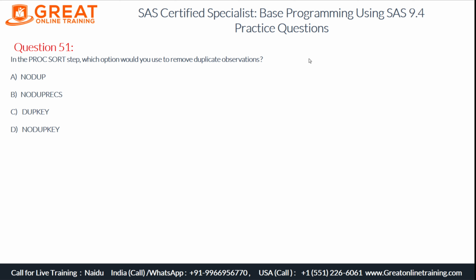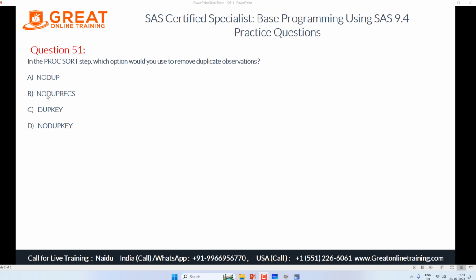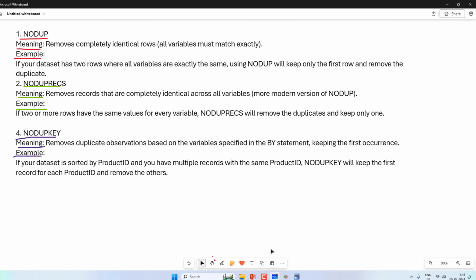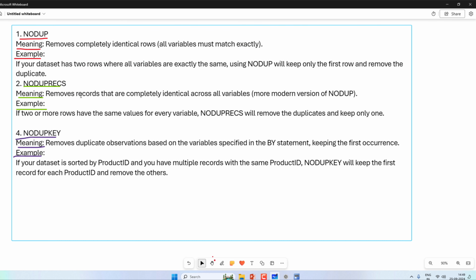So to remove the duplicate observations, what do we have to do? We have to use one of the options in the proc sort statement. The options are noduprecs, nodupkey, and so on: nodup, noduprec, dupkey and nodupkey. First of all, we have to know the definitions of these 4 options. If you see here, I have written 3 statements, and the first one is nodup.